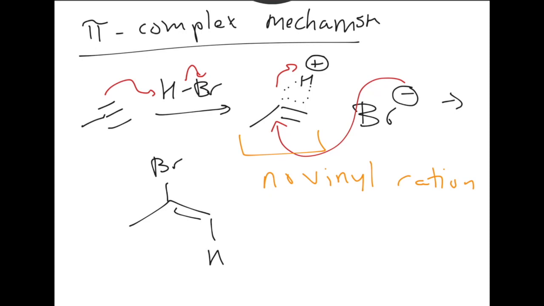And two, it explains the stereochemistry. In these reactions, your hydrogen and your bromine always end up on opposite sides, right? So the pi complex mechanism explains why that happens, because the bromine wants to add to the opposite side from the hydrogen. Not for sterics, but for electronic reasons. It wants to add to the opposite side, which is always going to put your hydrogen and your bromine on opposite sides.